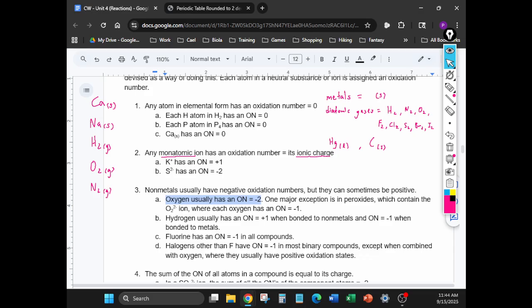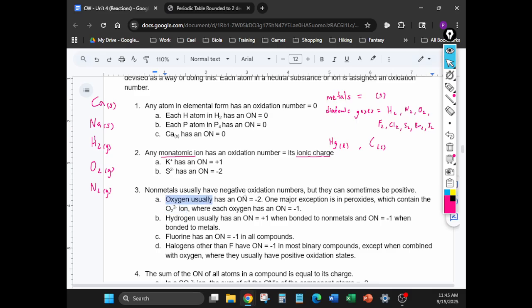There is one exception. It comes out very rarely. I'm going to mention it so that you don't get mad at me if it comes out on the AP test. In peroxides, basically when you have an O2 2- ion, that is the only case oxygen will be -1. It very rarely comes out. It's not going to come out on your test. I know there's a lot to memorize, so if you want to forget something, this will be the one to forget.